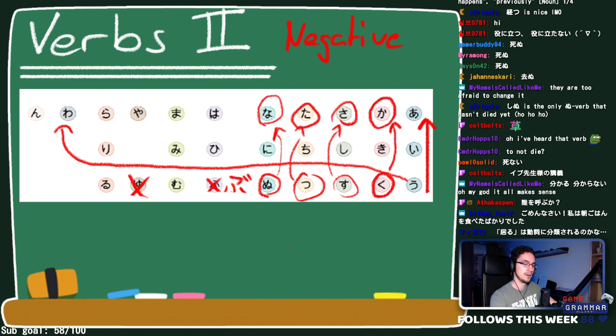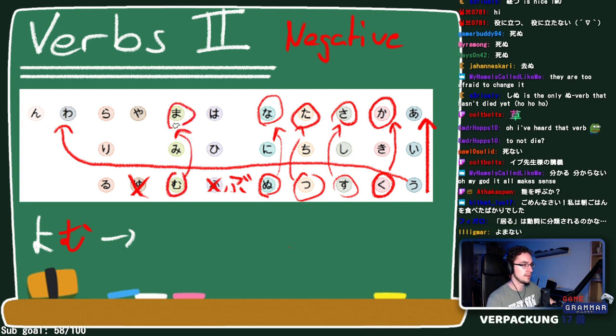Well, nothing out of the ordinary. We take yomu like this. Yomu, and we just turn mu into, well, what would it be? If mu is here and it goes up, then it will end at ma. Yomanai. There you go. Ma plus nai. Yomanai. Have you ever seen conjugation that is easier?